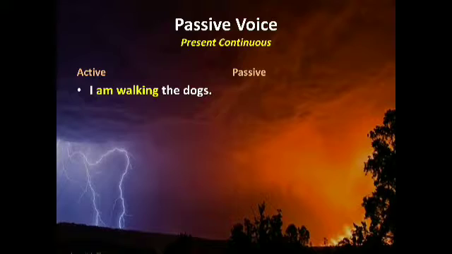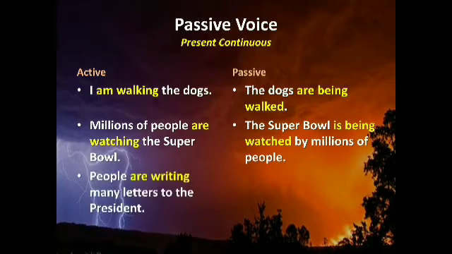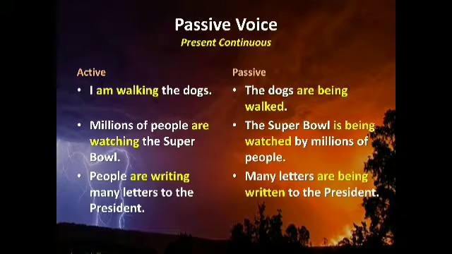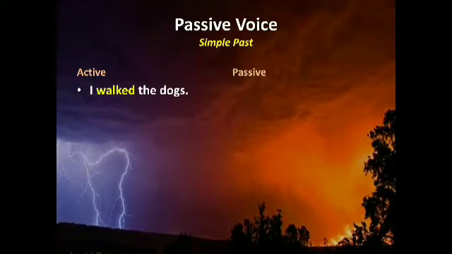Now, let's talk about present continuous. For example, I am walking the dogs, and in passive voice, the dogs are being walked. Millions of people are watching the Super Bowl, and in passive voice, the Super Bowl is being watched by millions of people. Example, people are writing many letters to the president, and many letters are being written to the president.